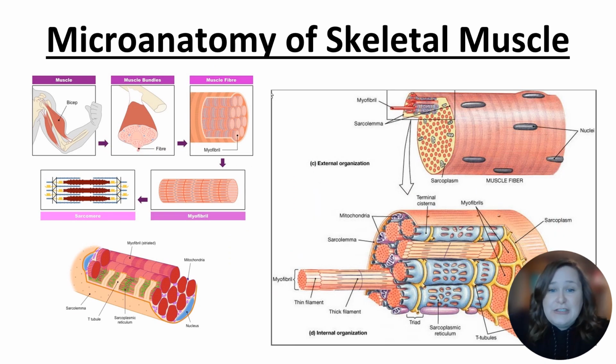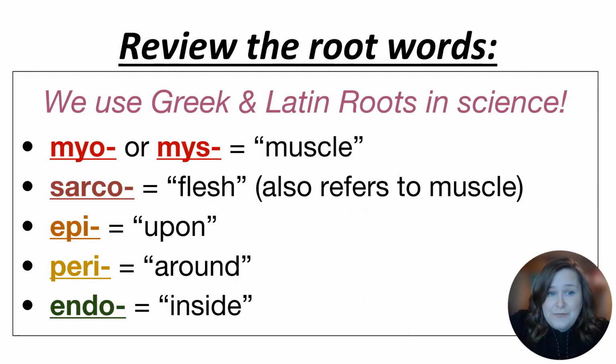Here is, again, just another picture for you all to look at this a different way in case the other pictures were not working for you. And then here again is a breakdown of those words we just talked about. So anytime you see myo or mys, that's going to mean muscle. Sarco means flesh. It can also be used to refer to the muscle sometimes, depending on how it's used. Epi is going to be upon, peri is going to be around, and endo is going to mean inside.